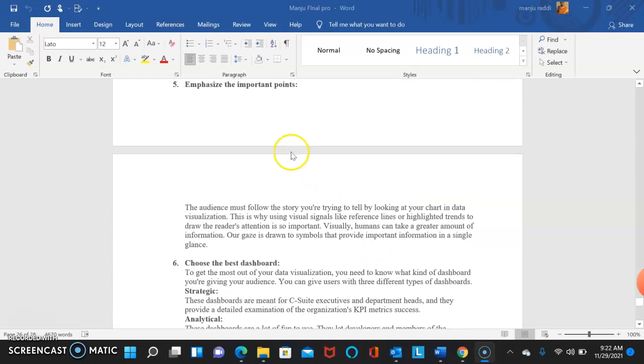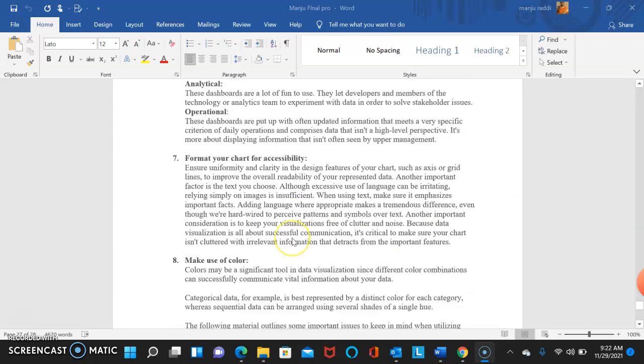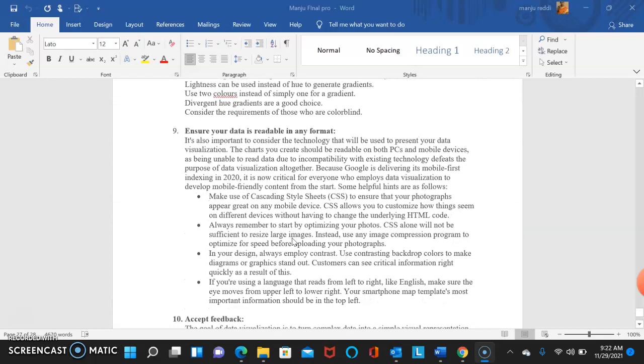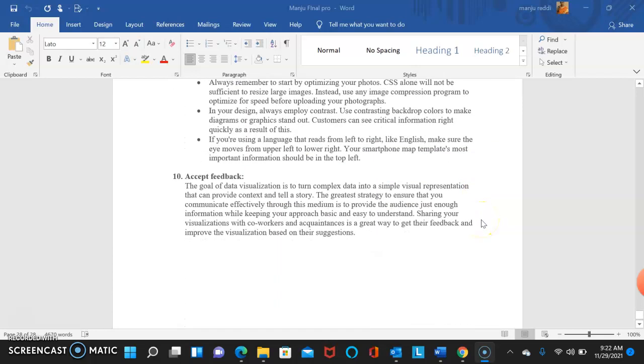We should emphasize the important points. The important points should be conveyed. Choose the best dashboard, format your chart for accessibility, and make use of color. We should ensure the data is readable in any format to each and every audience who is referring to the data, and we have to accept the feedback which is given to us.